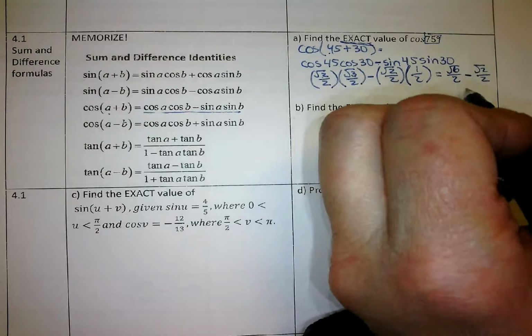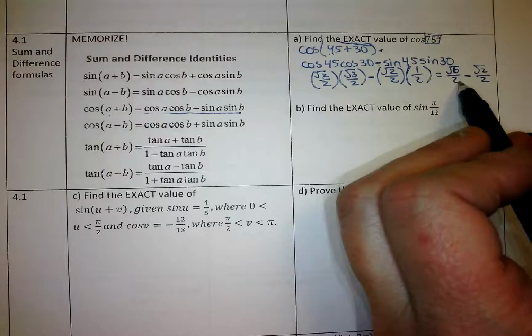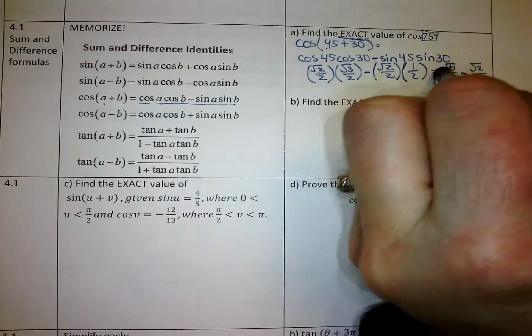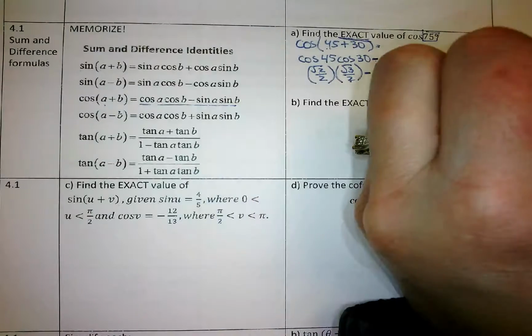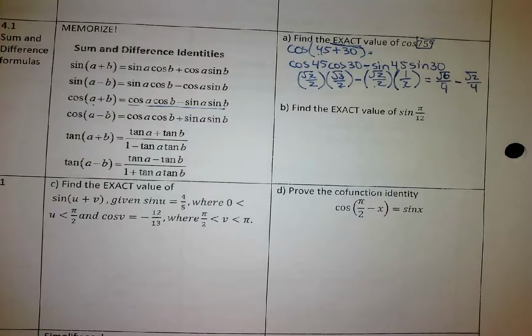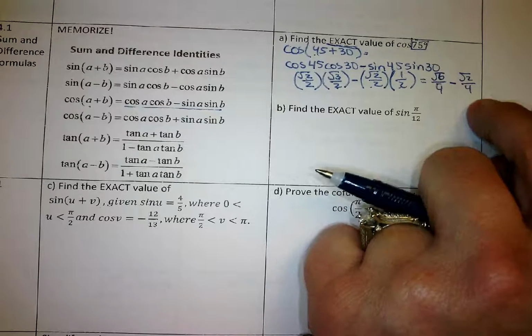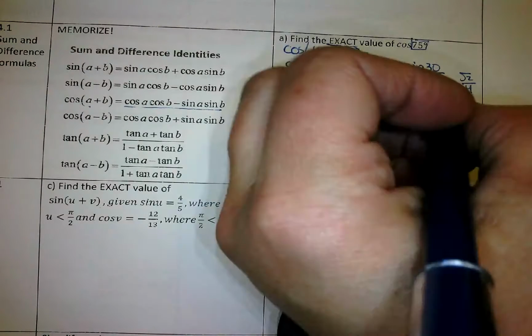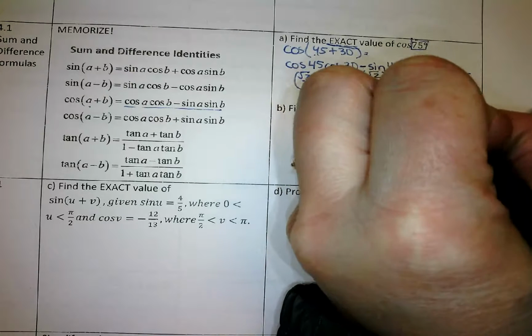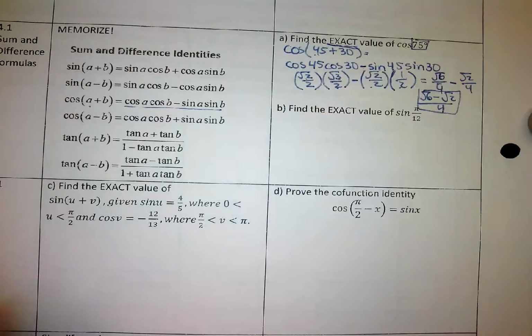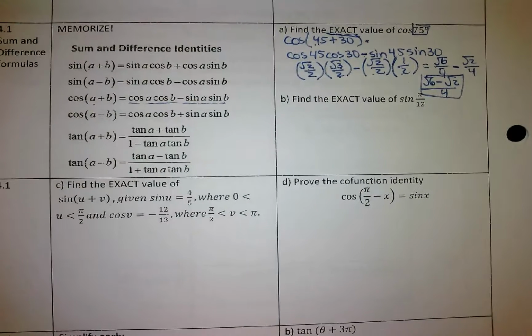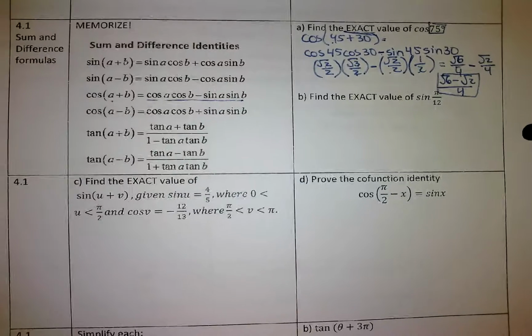And now I'm going to simplify it just a little bit further. 2 times 2 is 4. I'm not adding and subtracting those, I'm multiplying them. So now I'm going to simplify it just a little bit more, and these have the same denominator. I can combine them. So it's going to be square root of 6 minus square root of 2 all over 4. Okay, and that's my final answer. That's as exact as I can get it. Okay? We do not want decimals.